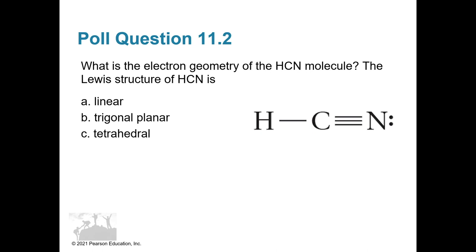Here we have hydrogen cyanide. What is the electron geometry for this hydrogen cyanide? So pause the video, count how many electron groups there are on the carbon, and when you're ready for the answer, click play.